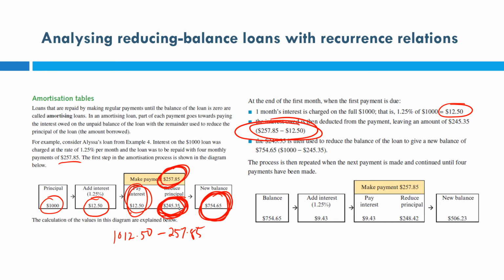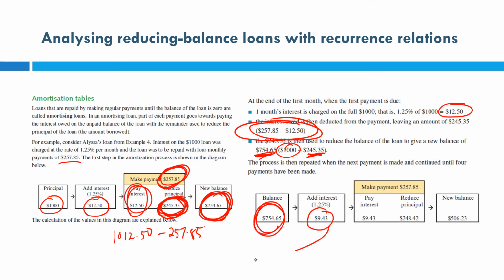So the $245.35 is then used to reduce the balance of the loan to give you a new balance. That's what you actually paid, because we paid $12.50 in interest, minus that, so we still owe the bank this much. Then for the next month, it's on that amount, isn't it? Yes. So that's what happens. So the next month, it's on this amount.